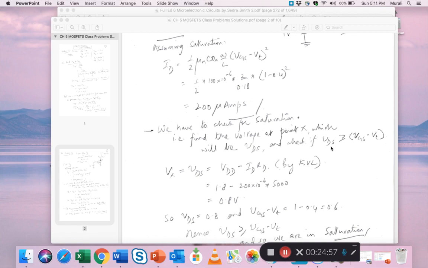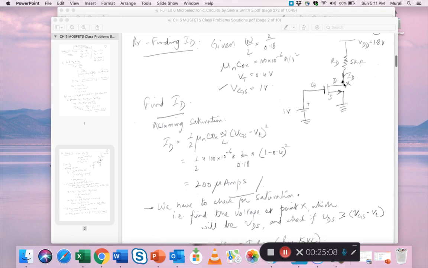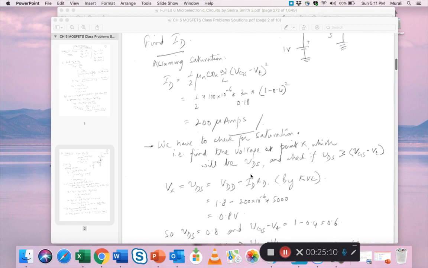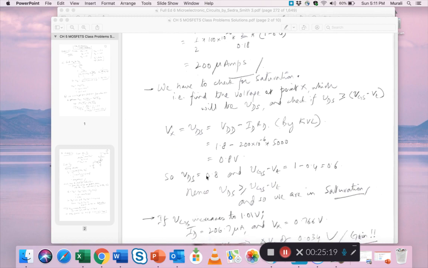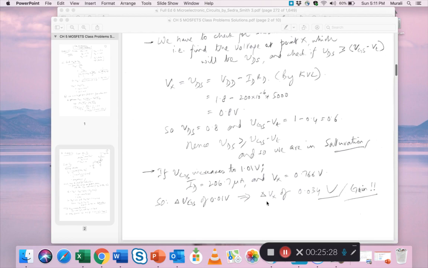We have to check if the drain to source voltage is greater than the overdrive voltage. If that condition is met, then we say it's in saturation. So how to find VDS, which is the value here? We use that simple KVL formula. Vx, or in this case VDS, is VDD minus IDRD. So if you do that, you get 0.8. So VDS is 0.8, VGS minus VT, which is overdrive, is 0.6. So 0.8 is greater than 0.6, and so we declare that we are in saturation.